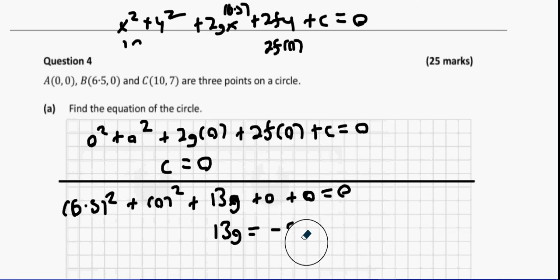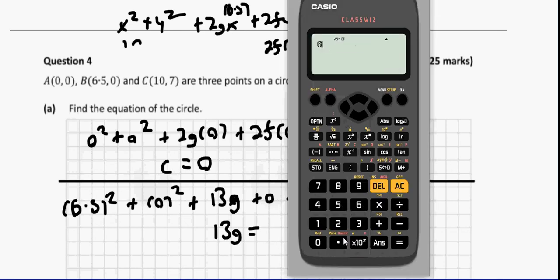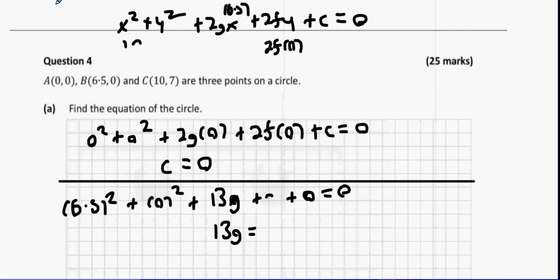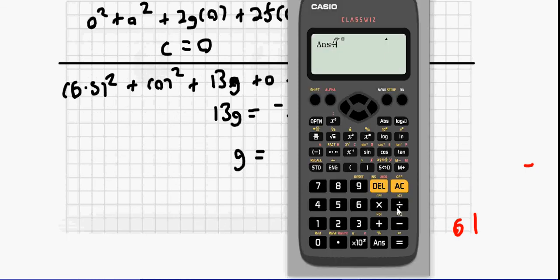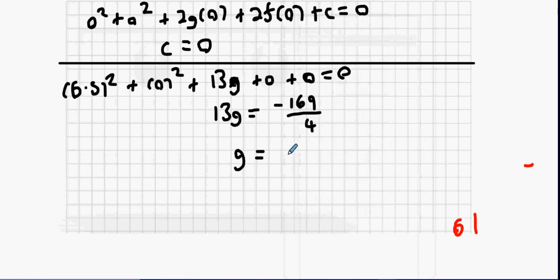So square 6.5 and then bring it over the other side, so it's going to be 6.5 squared, and that's your 169 over 4. And then we're just going to bring it over the other side, so it's going to be minus 169 over 4. Now, when you put this into your calculator, you're going to find out that the g value is minus that divided by 13, which is minus 13 over 4, which is minus 3.25, which is the x value of the center of the circle we had last time.